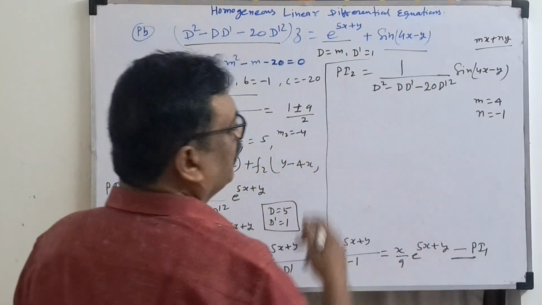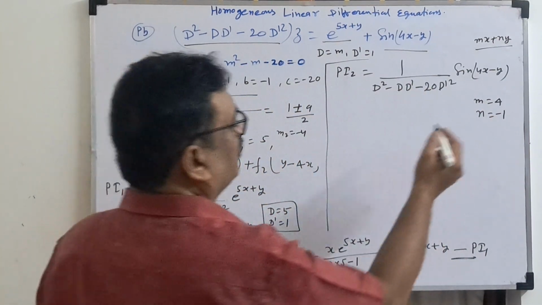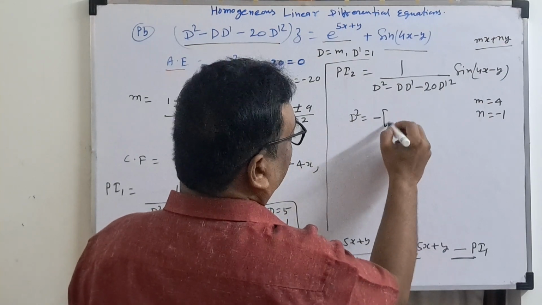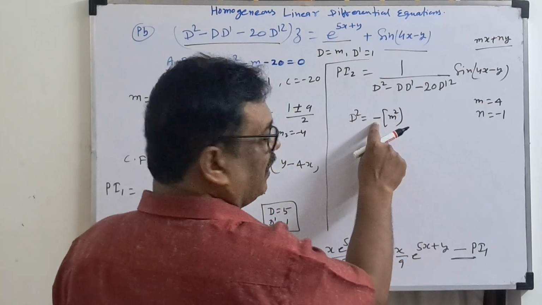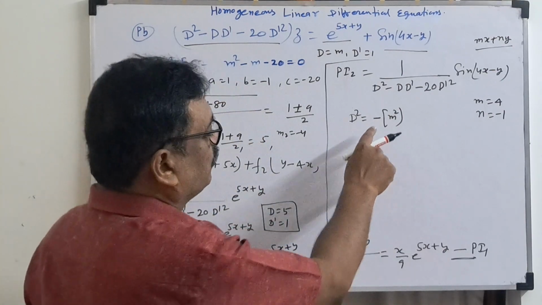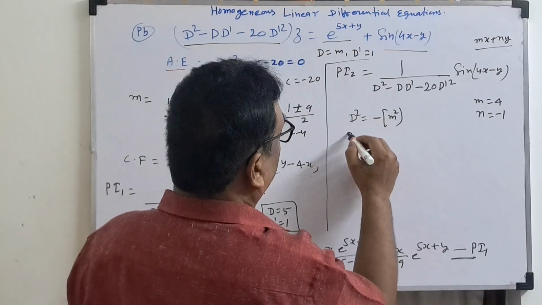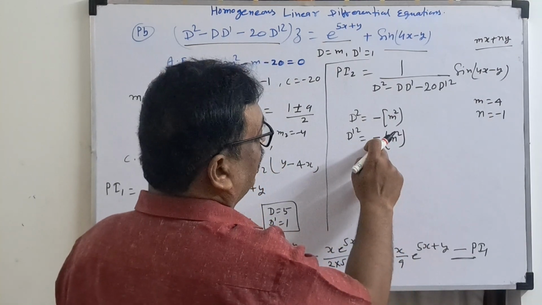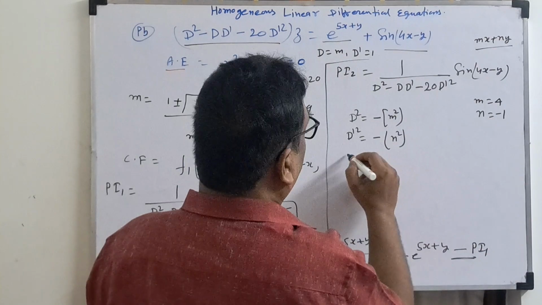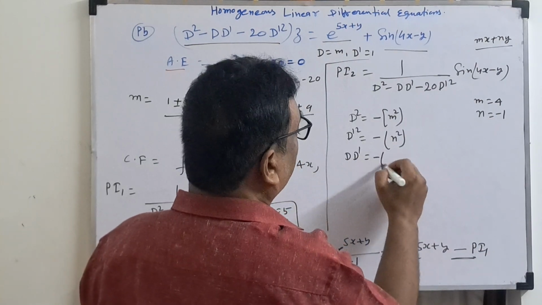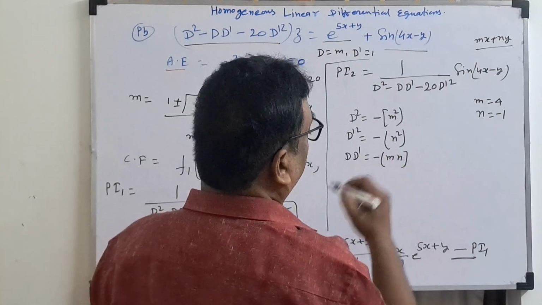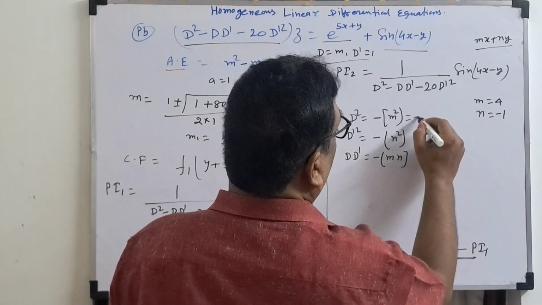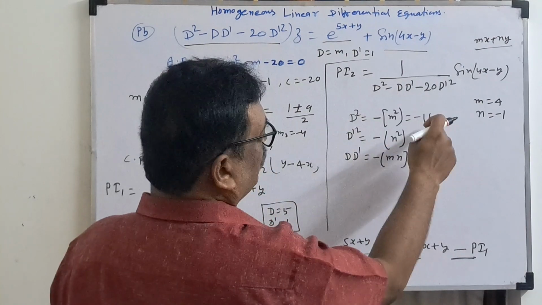Now what is the rule here for trigonometric functions? That is a concept you should know. So substitute here d square is equal to minus m square. This minus will not be under the square. So minus m square, that's why I wrote like this. D dash square is equal to nothing but minus n square. This also, minus not under square. Then d d dash will be minus mn. Now what is the value of m square? 4 square. So minus 16. So directly d square value I know, minus 16.